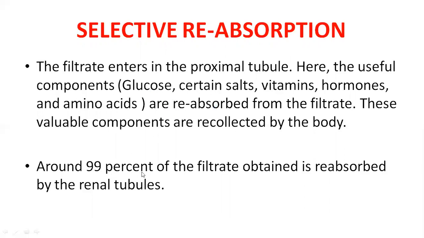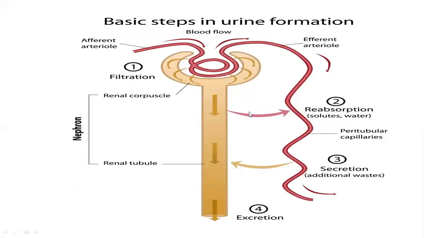So around 99% of the useful components are reabsorbed from the filtrate, while only the material which is left in the filtrate, that is actually the waste materials, will later on form urine. Now, for the second step, you have to focus only on this part, because this part is indicating that selective reabsorption is occurring. Once the filtrate leaves the Bowman's capsule, it moves over here. That is actually the part of the renal tubule, and the first part of the renal tubule.